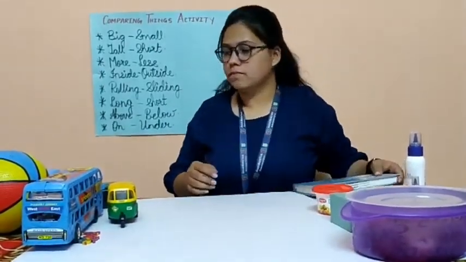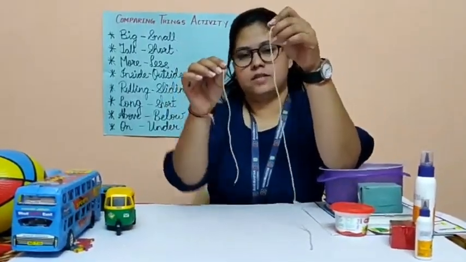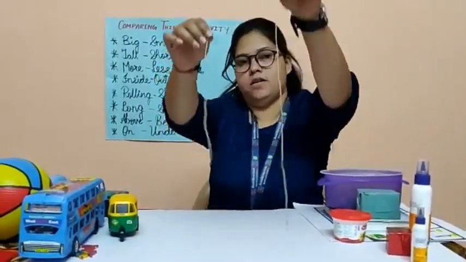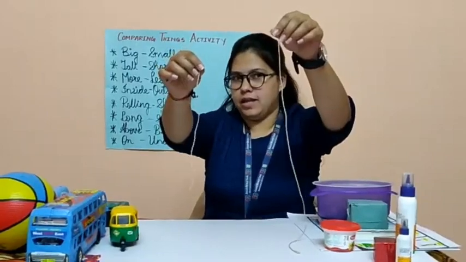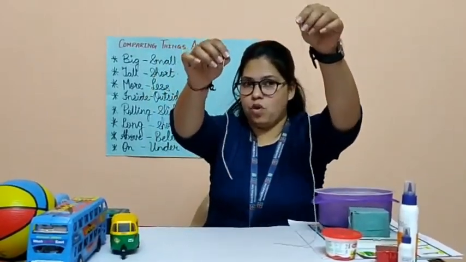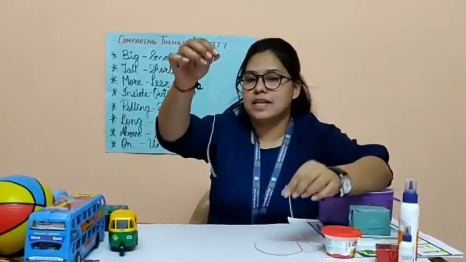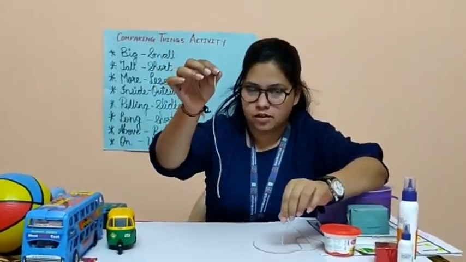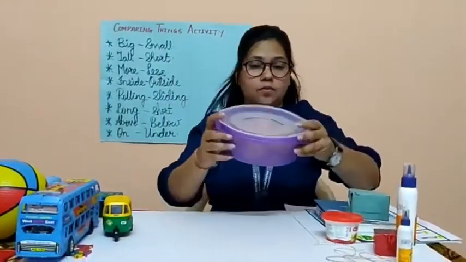Very good. Yes. Okay. Can you see this thing? Yes, these are threads in my hand. What difference can you find in these two threads? Yes, I think you are guessing right that one thread is big and another one is small. But we will not say big and small, we will say it as a long thread and a short thread. Very good.